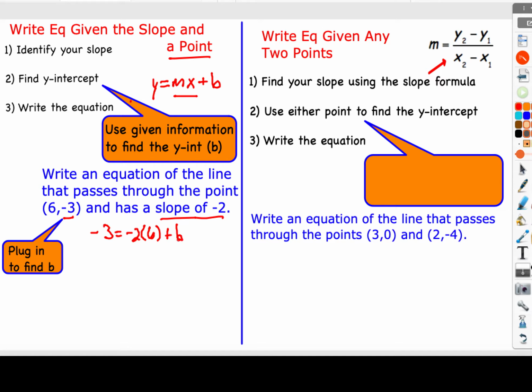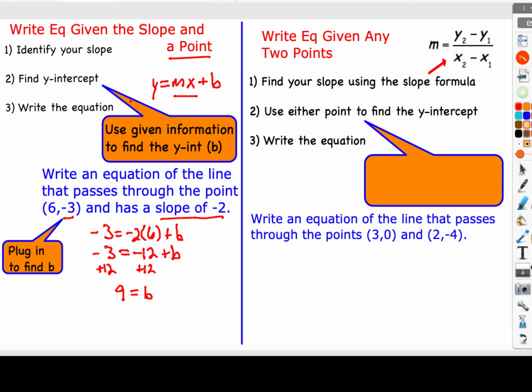I'm going to plug in all the information I know, find the one thing that we don't know. Now that means that this is negative 3 equals negative 12 plus b. I can add 12 to both sides, solving the equation. On the right, negative 12 plus b is just b, and negative 3 plus 12 would be a positive 9.